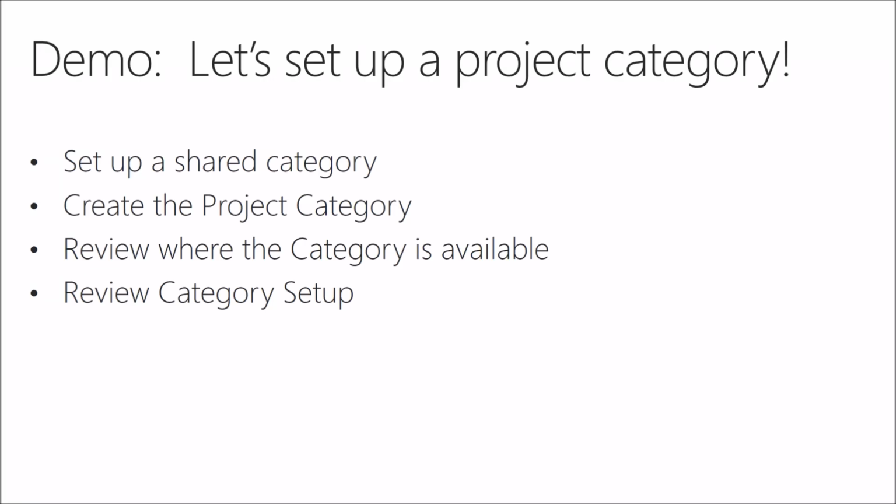During our demonstration, what we'll be taking a specific look at is setting up a shared category. Then we'll create a project category. After we create our project category, we'll review where that category is available, and then we'll review some of the other category specific setup. There are a few parameters and other areas that we'll take a look at.